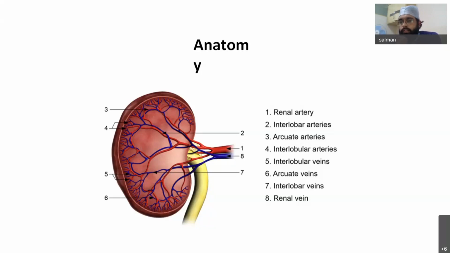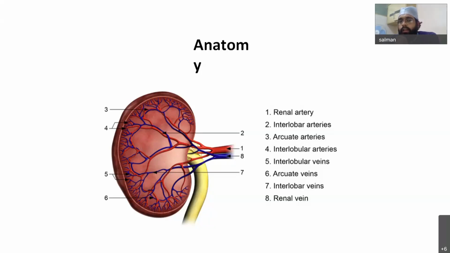The posterior branches supply the posterior part of the kidney, and the anterior branches give rise to the segmental branches, which again divide into the lobar branches which supply the pyramids, and then the interlobar branches which become the arcuate branches, which enter the nephrons and run as the interlobular branches, and which enter the glomerulus as the afferent and the efferent arterioles.